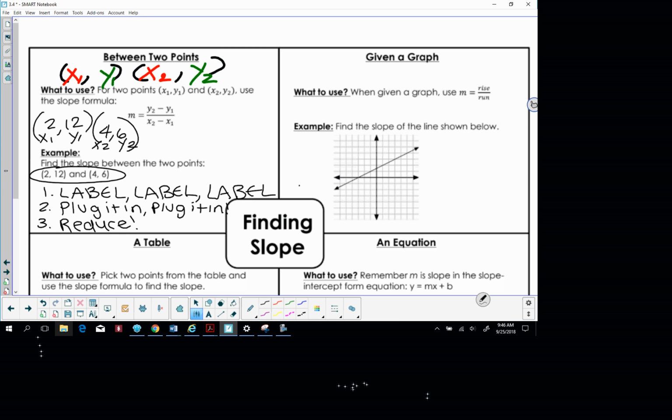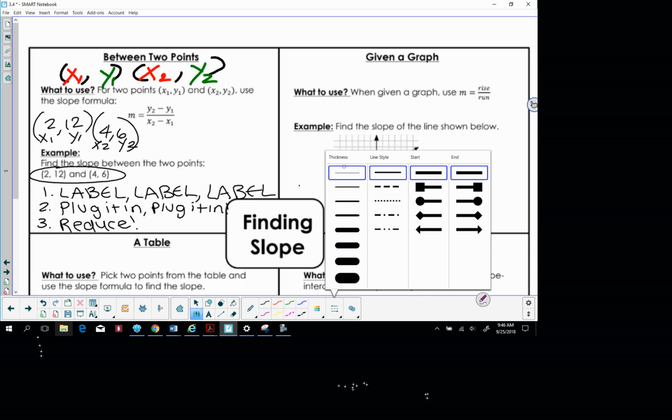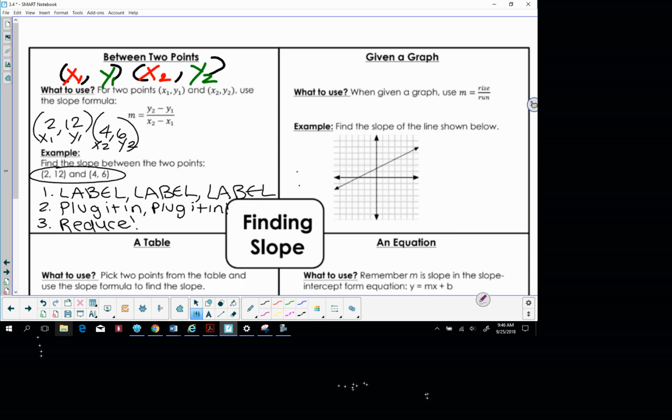Step 2, I'll wait. Step 2 is plug it in. Say it with me. Plug it in, plug it in.